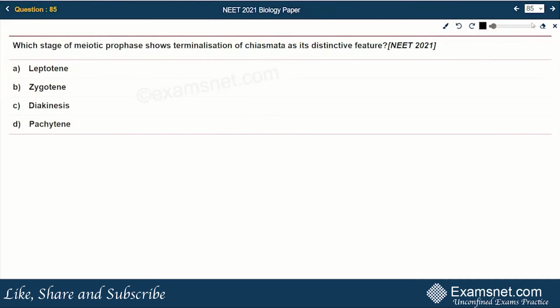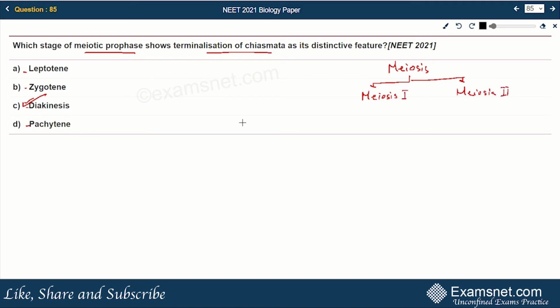Now question number 85 is from the chapter Cell Cycle and Cell Division, class 11, and the question is: which stage of meiotic prophase shows terminalization of chiasmata as its distinctive feature? The options are leptotene, zygotene, diakinesis and pachytene. The correct option out of these is option C, that is diakinesis. Let's see. We know that meiosis consists of two sequential cycles of cell division, right? First is meiosis 1 and the second is meiosis 2.